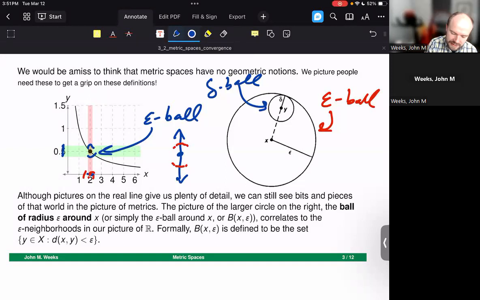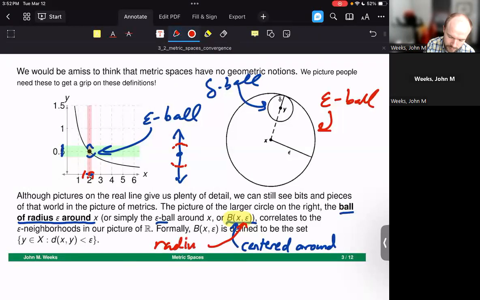So I've been calling these epsilon balls, and the more formal term is the ball of radius epsilon around x. Sometimes it's also written in this form, and in fact, you'll see this sort of formula a good bit. This is the ball centered around x of radius epsilon. So this is what it's centered around, and this is its radius. The informal way of talking about these sets is that this is the set of all y values inside of our metric space X such that the distance between x and y is less than epsilon.